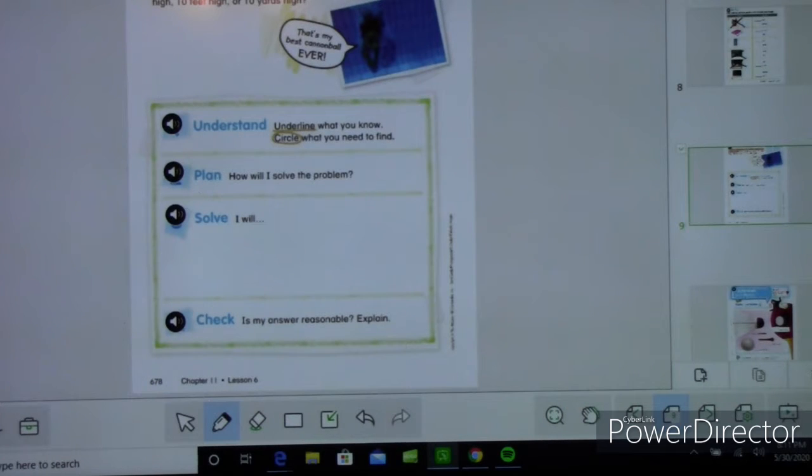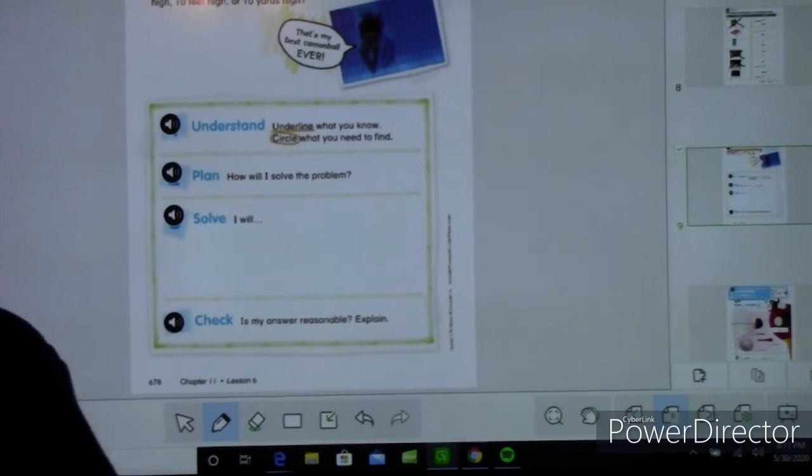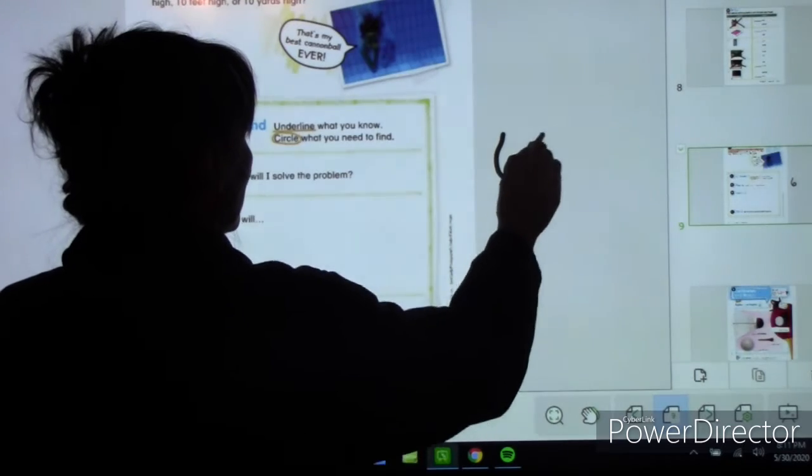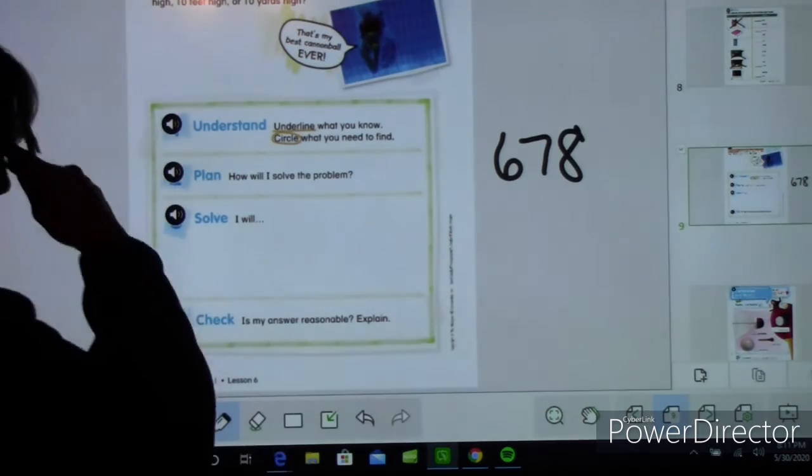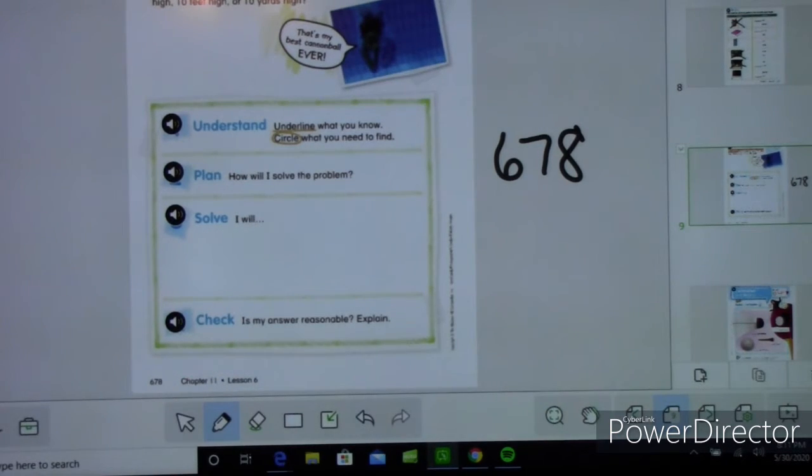All right, friends, we've hit a strategy page. We are on page 678. Okay, find it in your book. Pause the video if you need to. These strategy pages are where they give us the word problems that use the math that we are currently using.